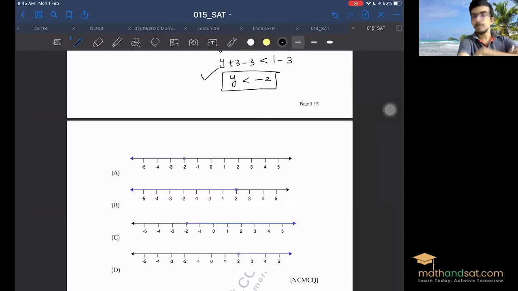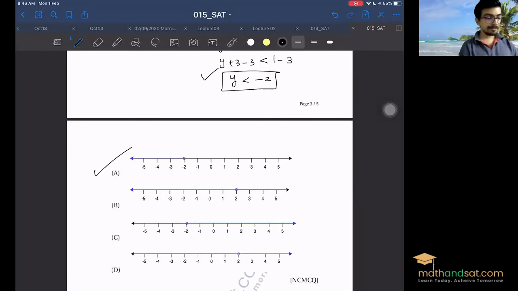Y less than minus 2, what does it mean? It represents all the numbers on the left side of minus 2, but minus 2 is not included. So what is the answer here? A, B, C, D. What is the answer? A is the answer, right? A is the right answer.